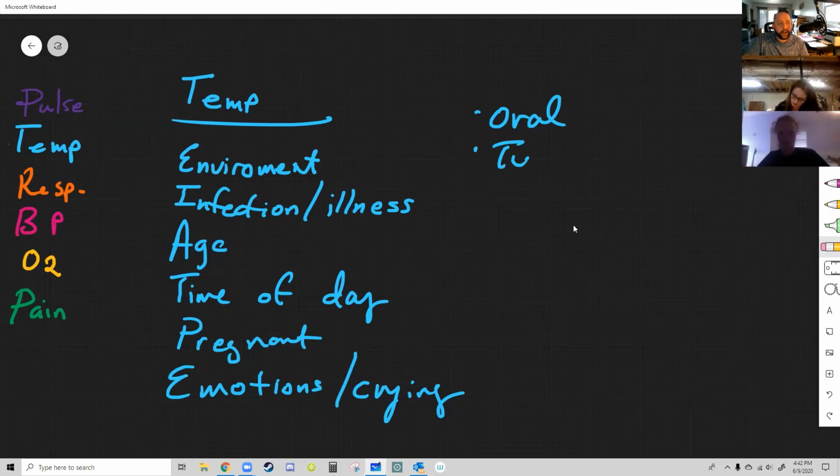We've got tympanic, which is our eardrum. That's the tympanic membrane, our eardrum. If you've ever had a thermometer stuck in your ear, it's bouncing a laser off of that membrane and reading it back.